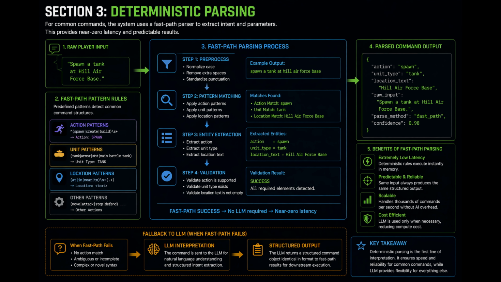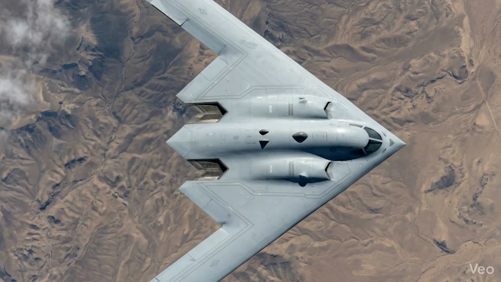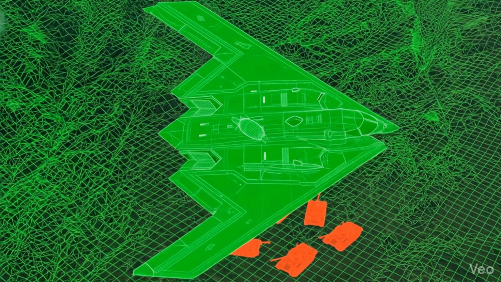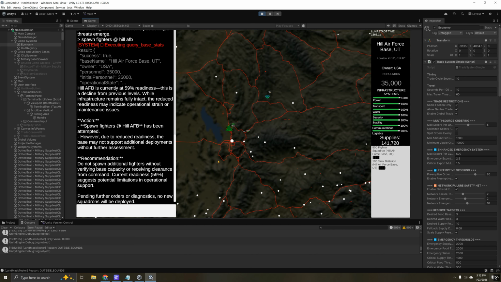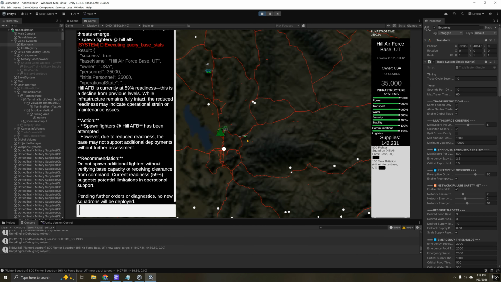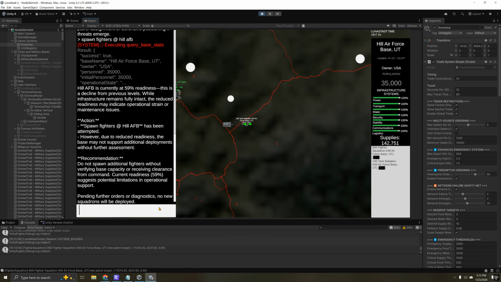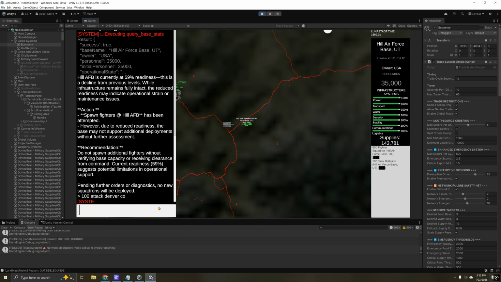For structured and commonly used commands, the system employs a deterministic parsing layer. This parser uses predefined patterns to extract the action, for example, spawn, the unit type, for example, tank, and the location, for example, Hill AFB. This approach has two advantages. First, it provides near-zero latency. Second, it ensures predictable and repeatable outcomes. Only if the command cannot be resolved through these patterns does the system escalate to a language model for interpretation.